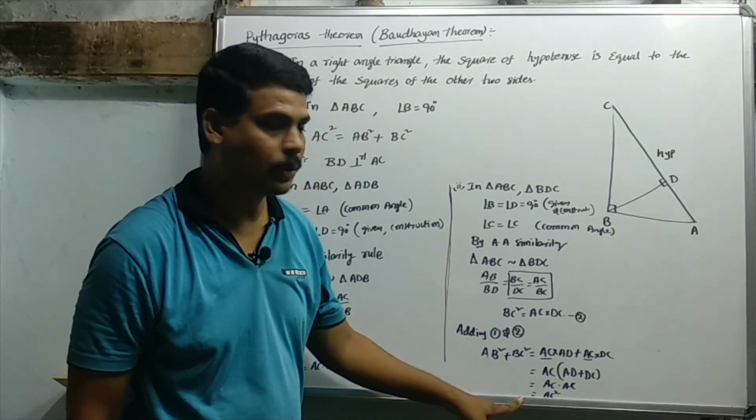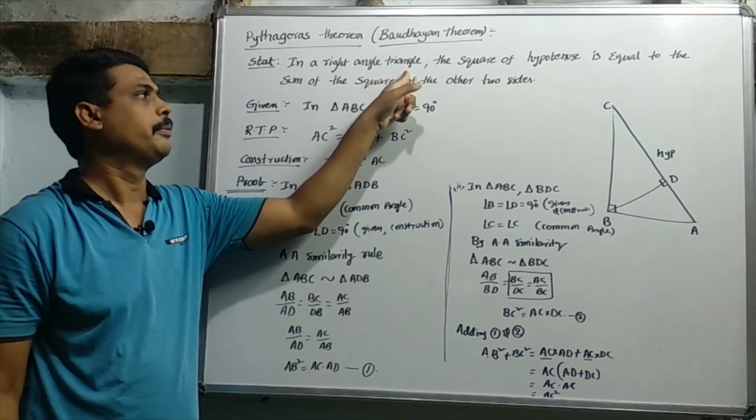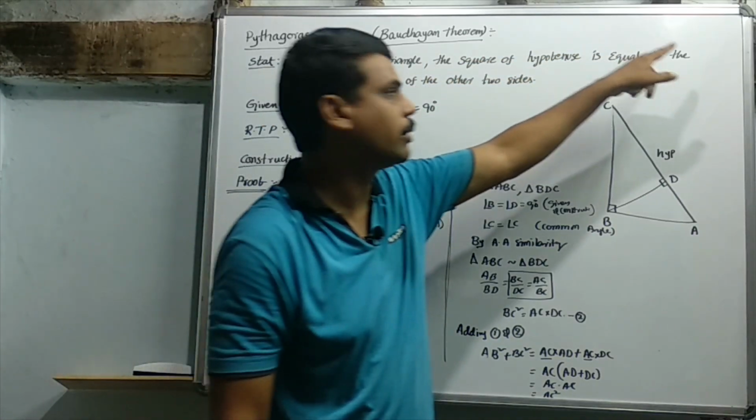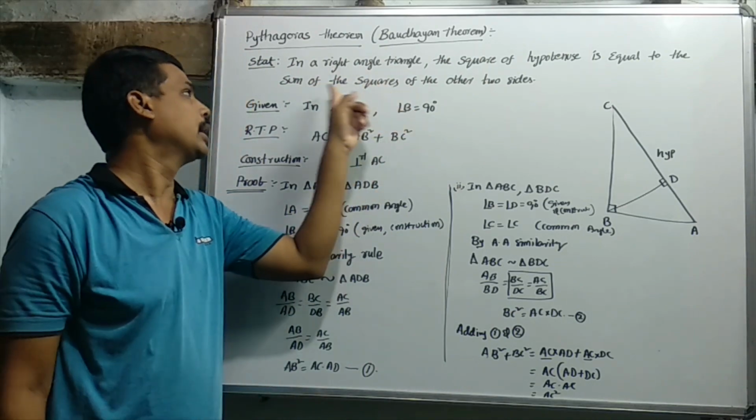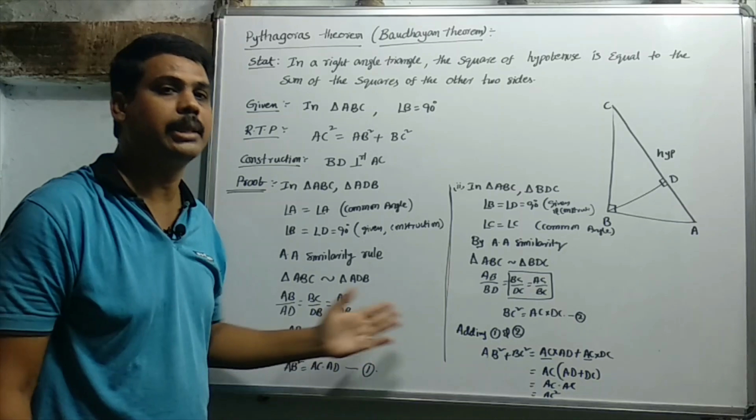Okay? Once more I have to repeat the statement. In a right angle triangle, the square of the hypotenuse is equal to the sum of the squares of the other two sides. We have proved it by the similarity rule.